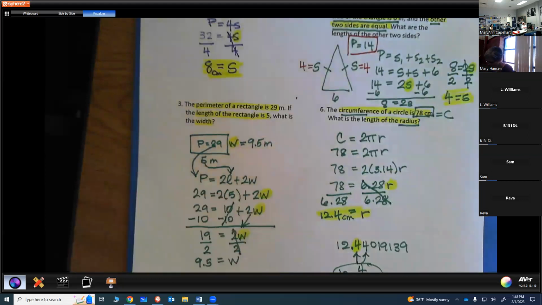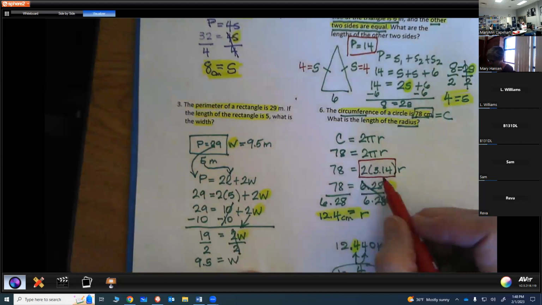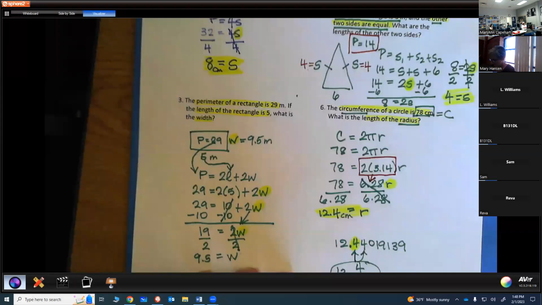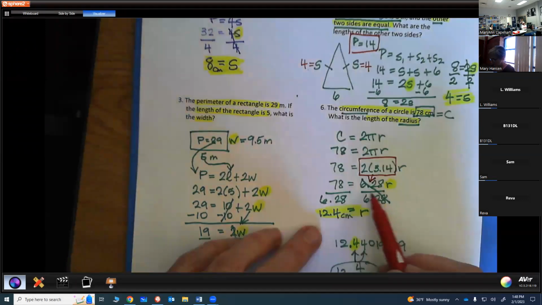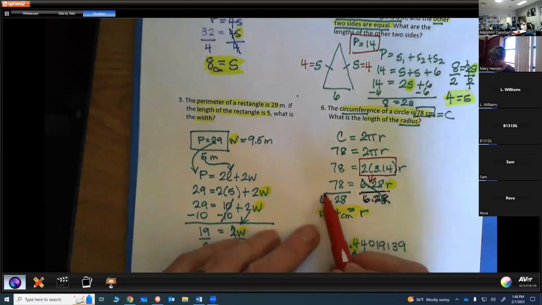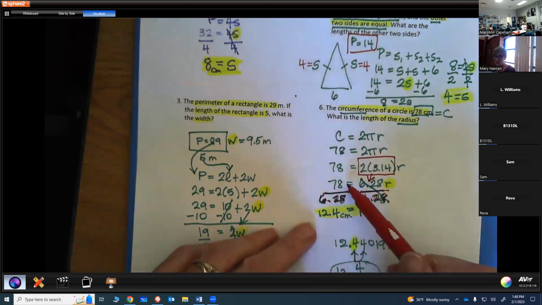Because I took 2 times 3.14, and since I can multiply those together, that's how I got 6.28. Okay, so that's the twice pi, and it's being multiplied by r. And so to get rid of multiplying by that, I divide by 6.28. And whatever I do on the right, I have to do on the left also. And so in the end, you actually said it perfectly. You're dividing the circumference by twice pi.